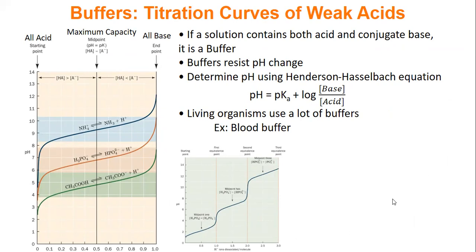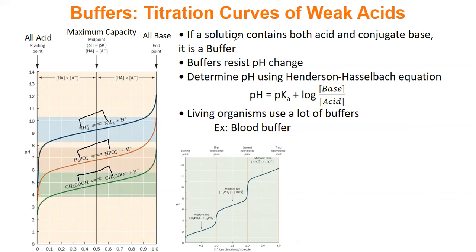A buffer is a solution that is made out of a conjugate pair. We have three different buffers being shown here: an ammonia buffer, where the conjugate pair is right here, a phosphate buffer, and an acetic acid buffer. So a buffer is simply a solution that has both acid and conjugate base. They have to be conjugate pairs, and they have to be at relatively the same concentration, right?